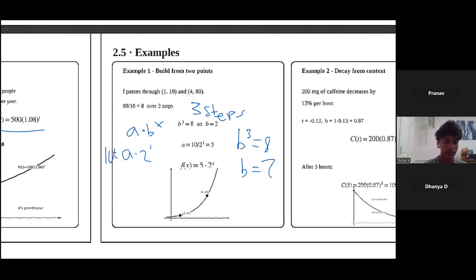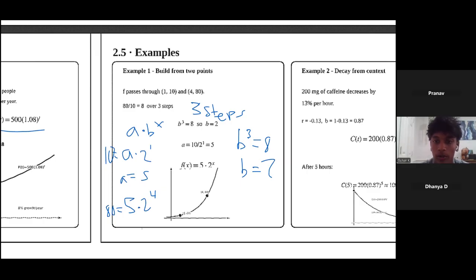And we can test that by using another point. 5 times 2 to the 4, does that equal 80? And it does, because 2 to the 4 is 16, and 5 times 16 is in fact 80. So we find our function of 5 times 2 to the x.